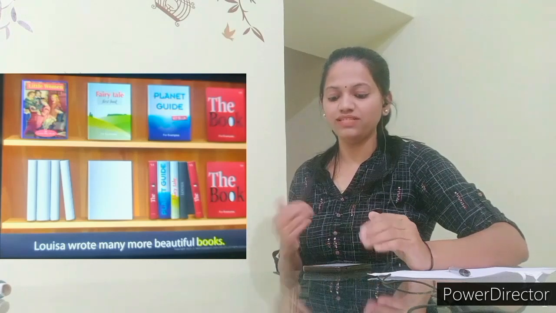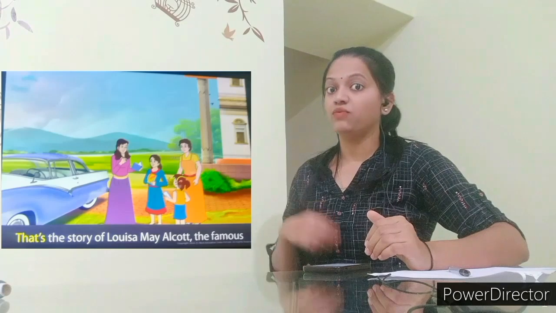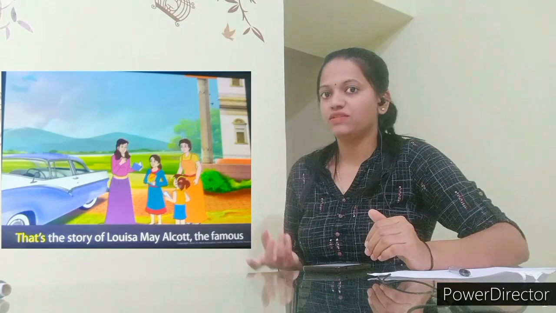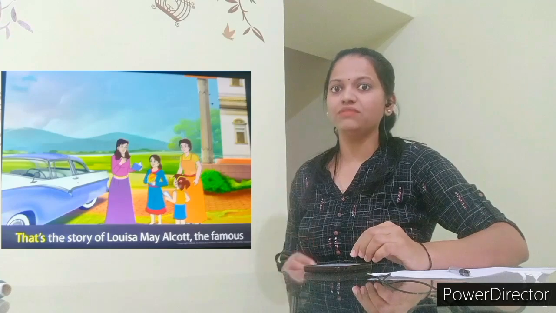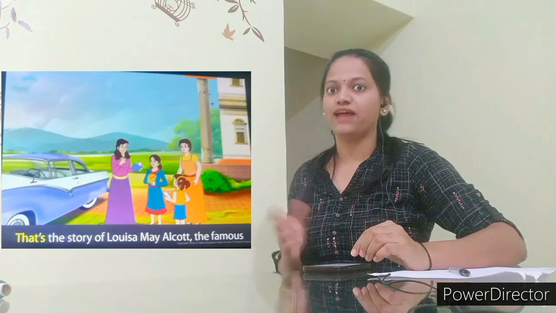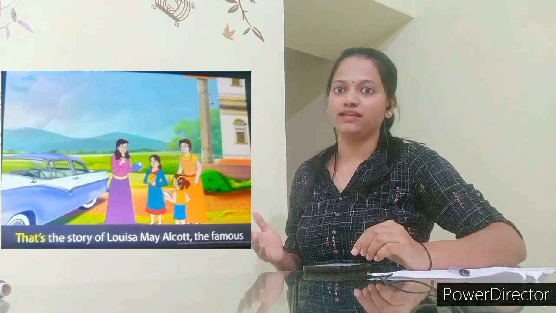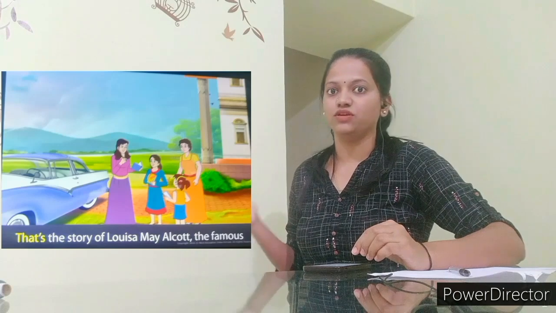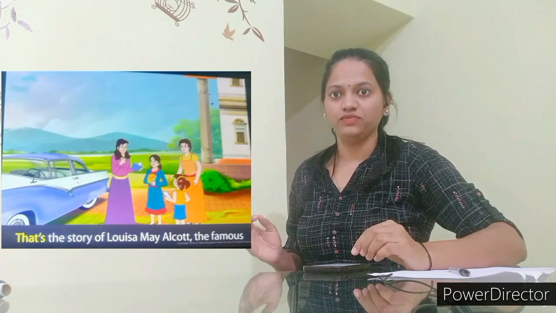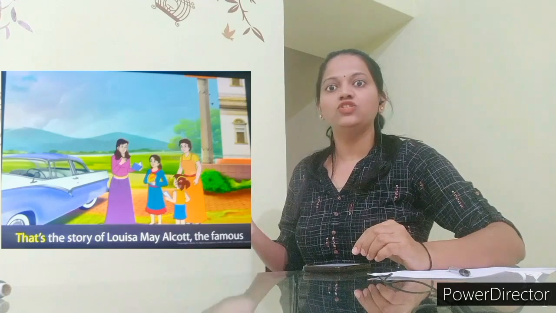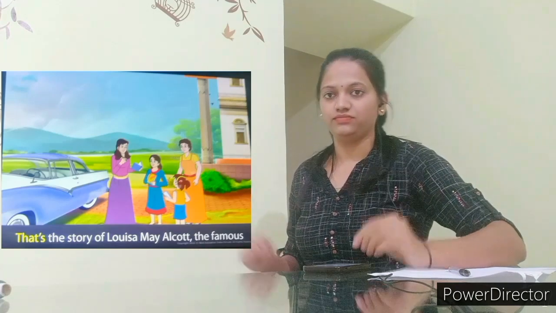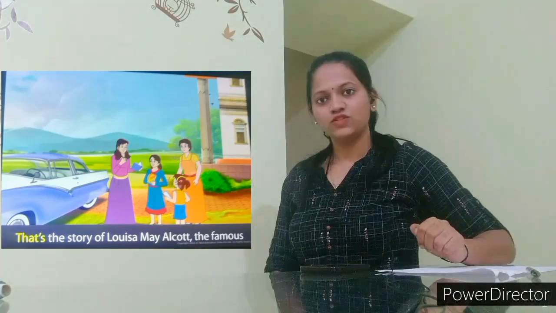The same way Louisa did, the person whom we now know as Louisa May Alcott, a famous American writer, she did the same thing in her life. She did not keep her diary writing at a personal level, but she published her writing, and because of that, now she is a good and a great writer. So what we need to understand through this story is that every small step you take towards your goal will make you reach your goal.